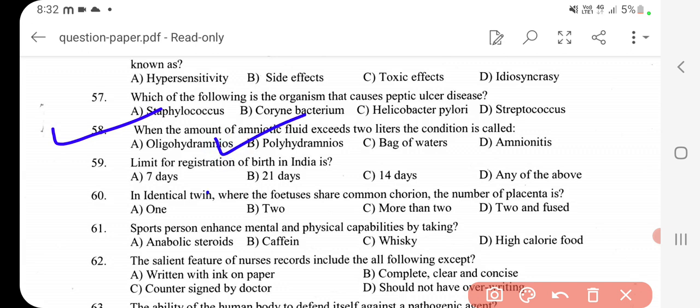So right answer is polyhydramnios. Next, 59. Limit for registration of birth in India. This is also a very easy and most repeated question. 7 days, 21 days, 14 days, any of the above. So limit for registration of birth in India is 21 days. 60. In identical twins where the fetuses share a common chorion, the number of placenta is only 1. Option A.